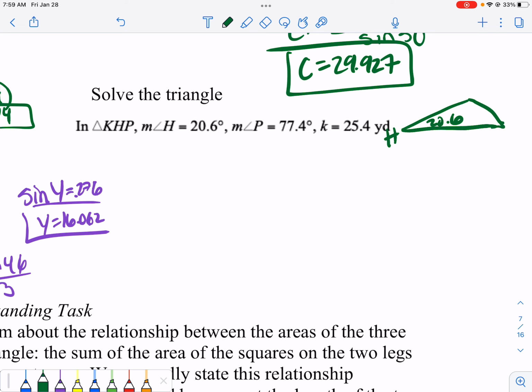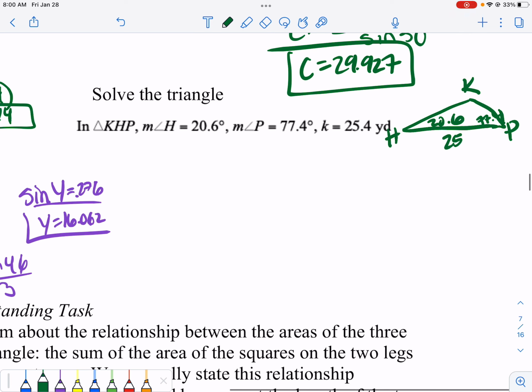Okay. So then we've got P is 77.4. Since this one's obtuse, I'm going to put P there. Technically it won't matter even if you put it in the spot that's obtuse, even though it's an acute angle, because you're just using this to help you visualize. But just know that that could be confusing if you have done it that way. So then our K is the last angle, and then the side is the 25.4.